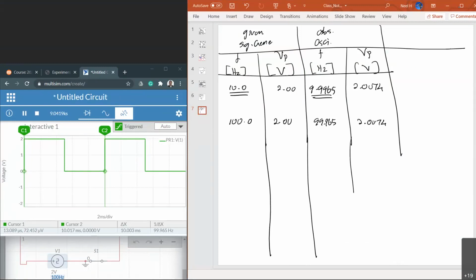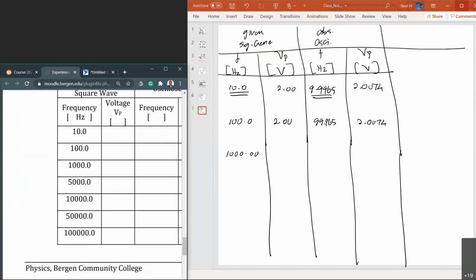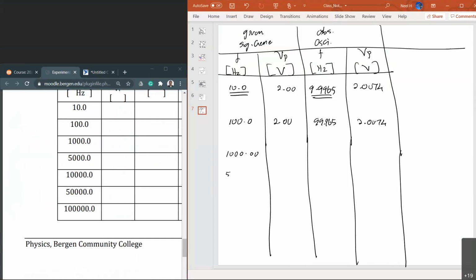And we need next 1000, right? And then we need, let's do all the values, 1000, 5000, 10,000, and then we need 50,000, and then we need 100,000. Okay. Extra one significant figure for all of them, one decimal place for all of them.